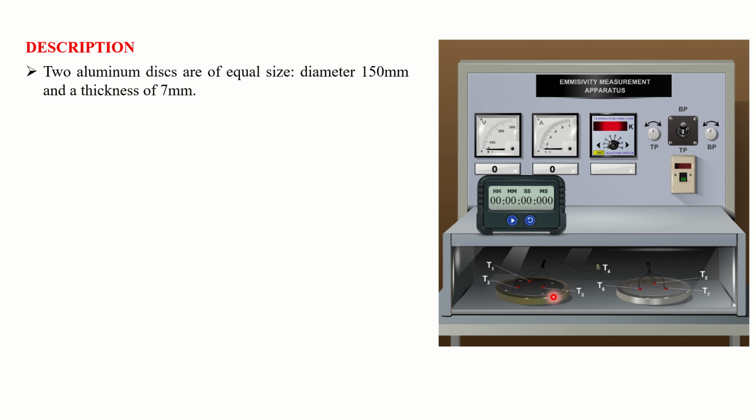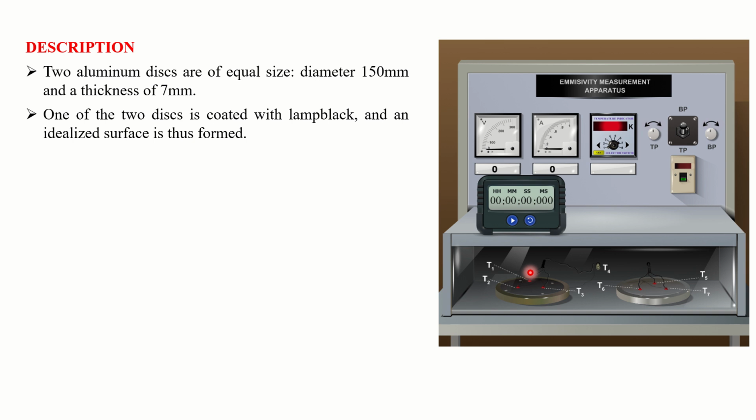The experimental device consists of a chamber, which is an enclosed chamber. Inside the chamber, we have two aluminum discs of equal size. The diameter of the discs is 150 mm and the thickness is 7 mm. One of the discs is a black surface and another disc is a non-black surface. We are interested in finding emissivity of the non-black surface.